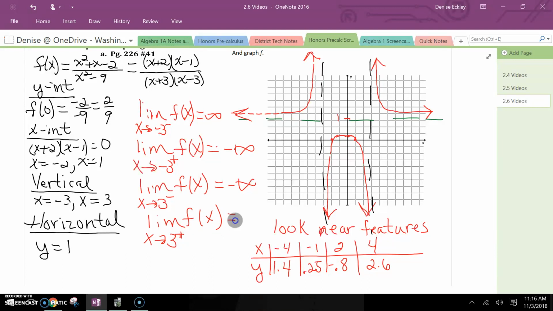And the limit as x approaches +3 from the right-hand side is positive infinity. And then finally, our last limit is going to be our end behavior or horizontal asymptote. So the limit as x approaches positive or negative infinity is going to be our horizontal asymptote, which is 1.